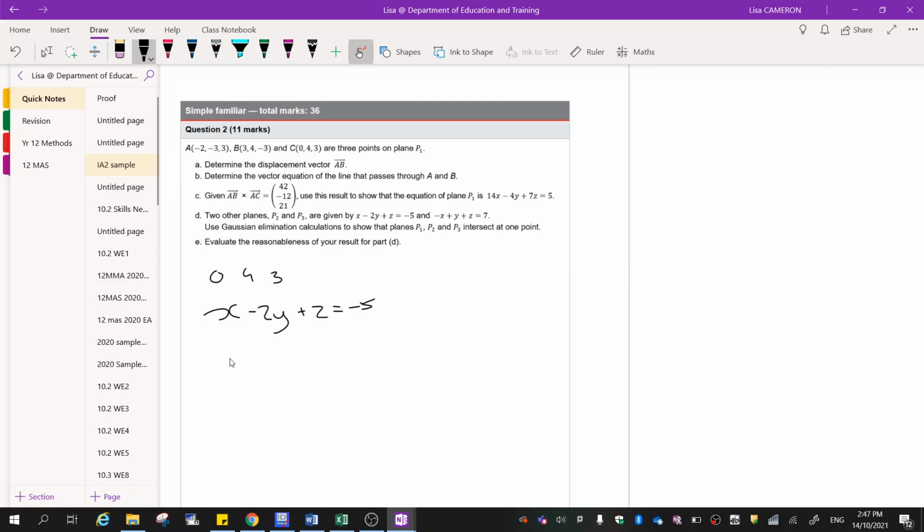So x is 0, minus 2, substituting y as 4, plus 3, which should equal negative 5. Negative 2 times 4 is negative 8, plus 3, so negative 8 plus 3 equals negative 5, which it does. Therefore, left-hand side equals right-hand side, so it must be correct.